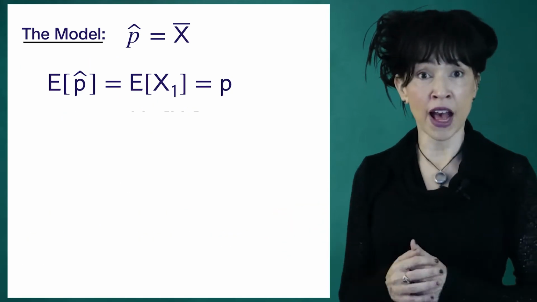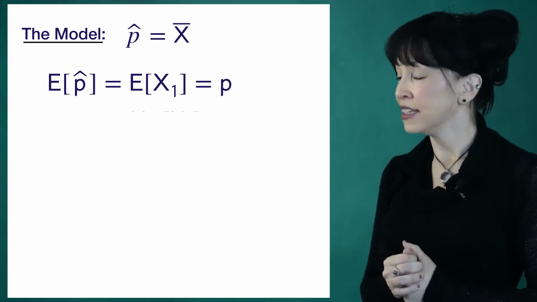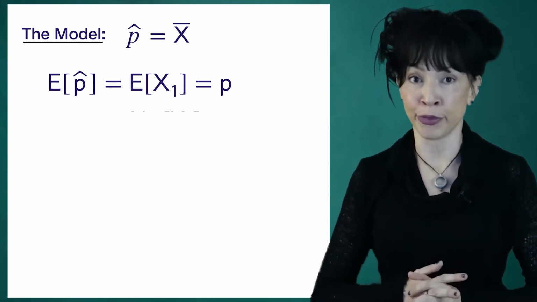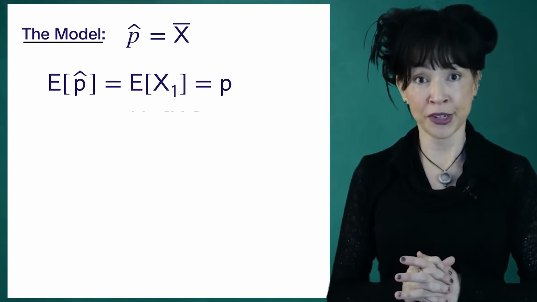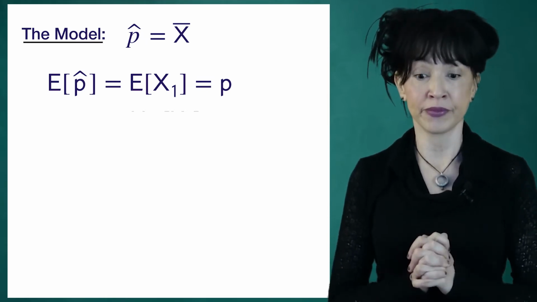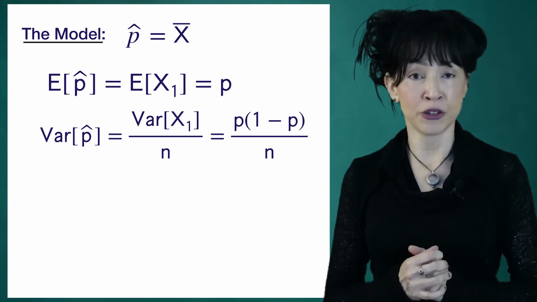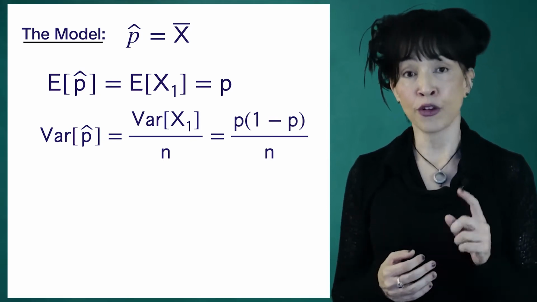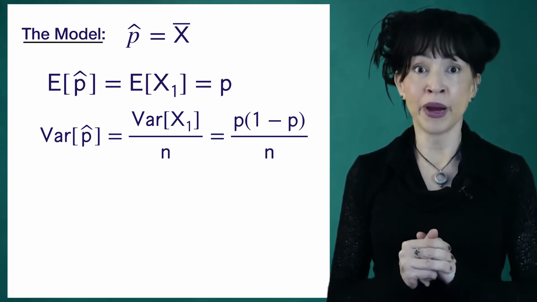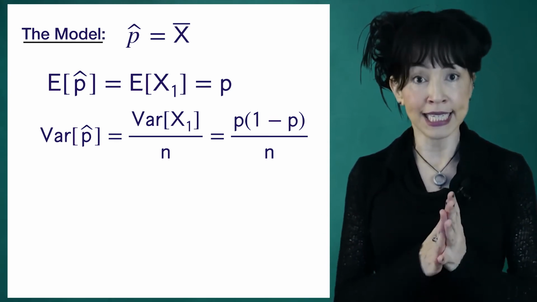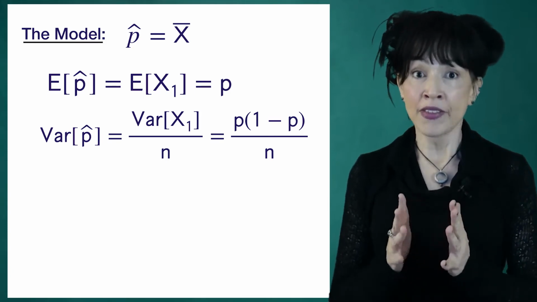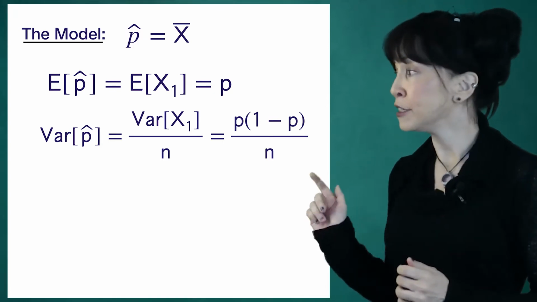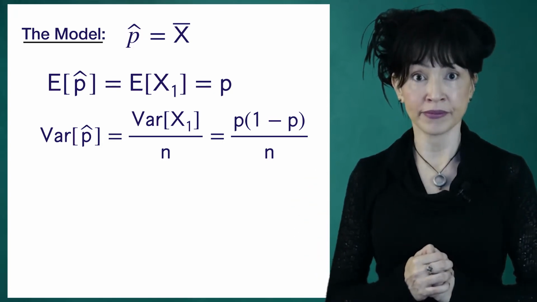So the expected value of x bar is the expected value of any one of the x's. That's how x bars or sample means work. And for the Bernoulli distribution, that mean is p. The variance for our estimator, the variance for p hat, or equivalently x bar, is the variance for any one in the sample divided by n. Remember, we're used to seeing sigma squared over n, and the sigma squared is the variance for one of them, and in the Bernoulli case, that is p times 1 minus p.